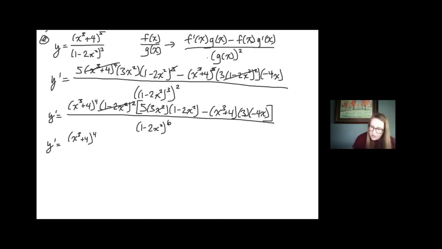Okay, and then within the brackets, we can do some simplifying. 5 times 3x squared is going to give us 15x squared. And then we're going to distribute that to both of these terms. So 15x squared times 1 is 15x squared. And 15x squared times negative 2x squared is negative 30x to the 4th.